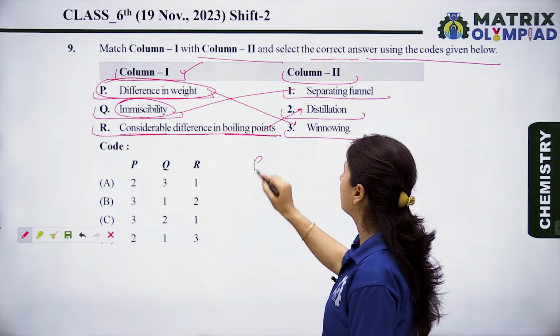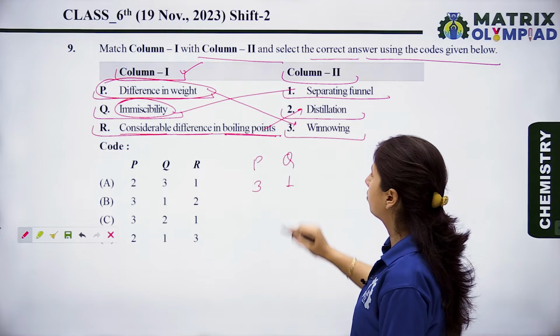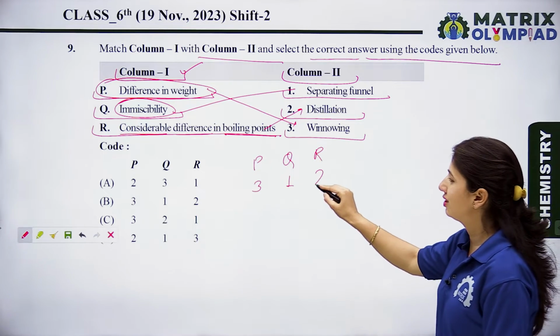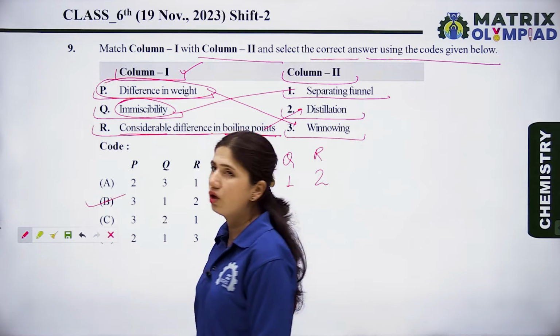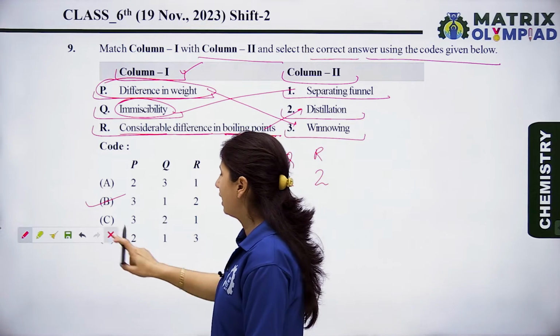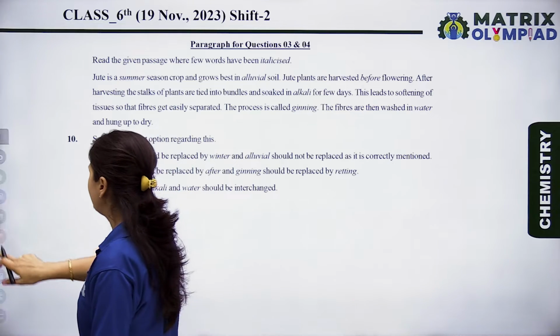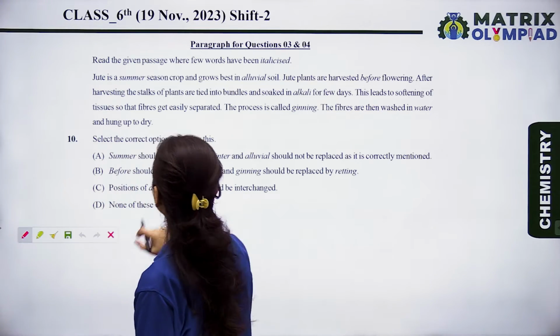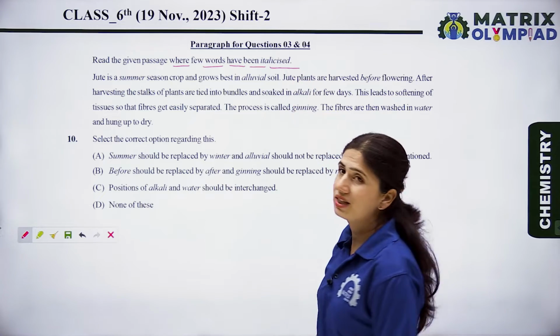Okay, so P matches with the third option, Q matches with the first option, and R matches with the second option. 3, 1, 2. So B is the right option for this question. Now let's see the next question. The next question is: read the given passage where few words have been italicized.